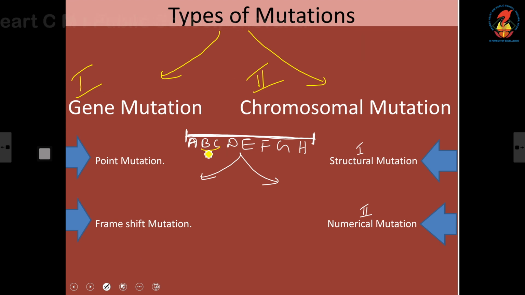We are going to take the case of BC getting deleted in the first case. So, we are going to get A, D, E, F, G, H. Now, look at the DNA structure. It has been altered. It was so lengthy, but now it has got reduced in structure. The reduction in structure is because of the deletion of the segment BC. So, we see this condition is called deletion.